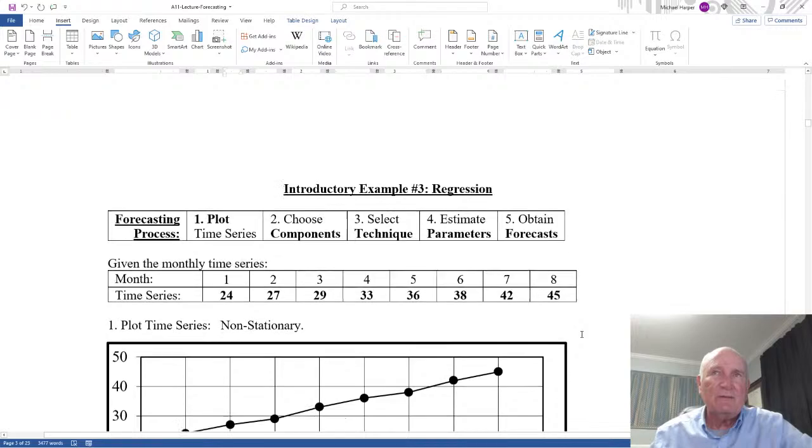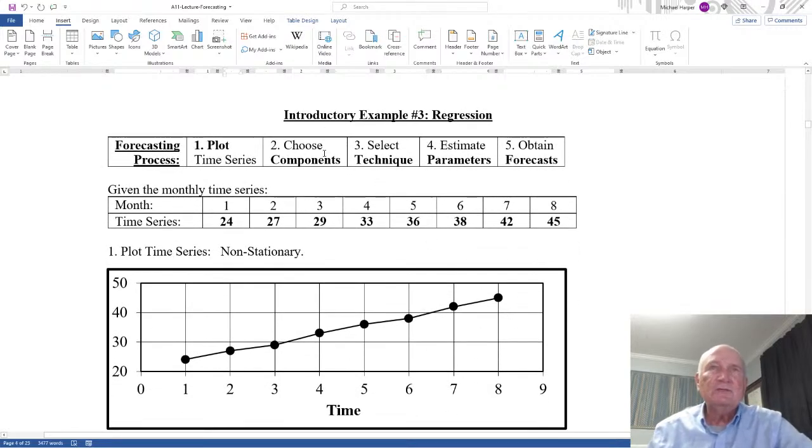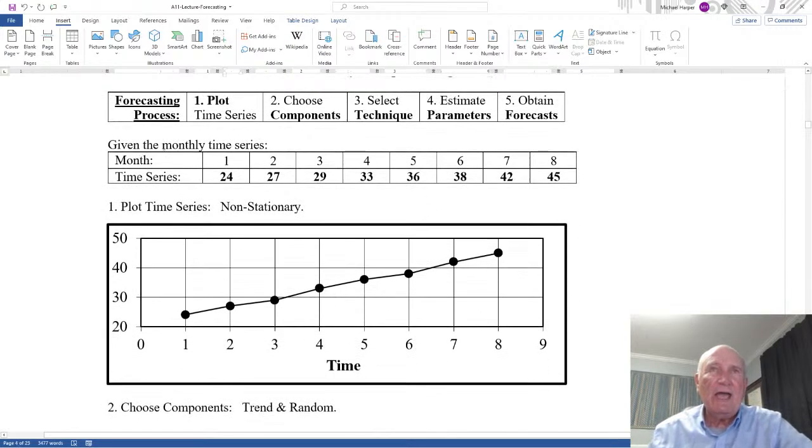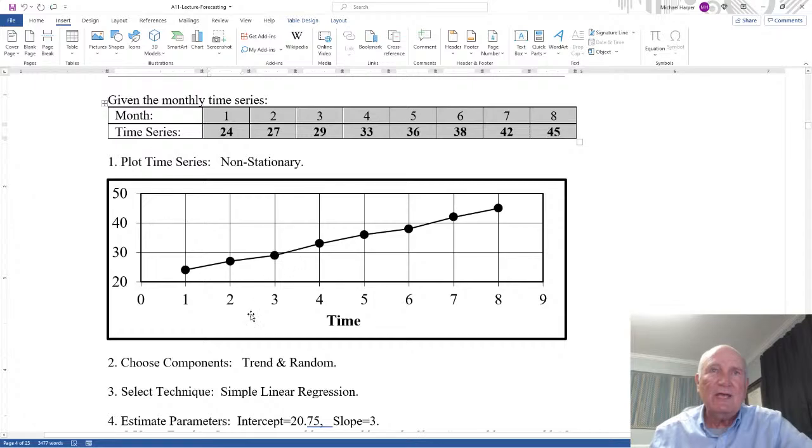Introductory example number 3 is regression. So in regression, now I have a monthly time series. Each one of these is aggregated over a month. I plot the time series and I see that the overall nature of this time series is not level. It's increasing in this case. So this would be a non-stationary time series.